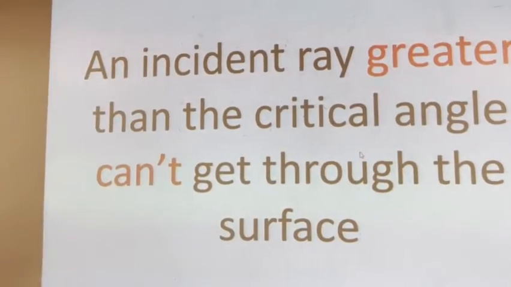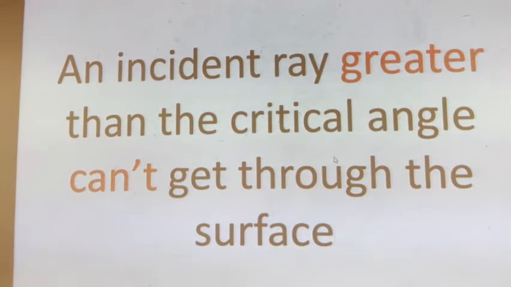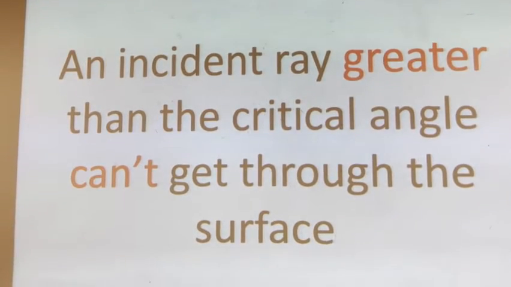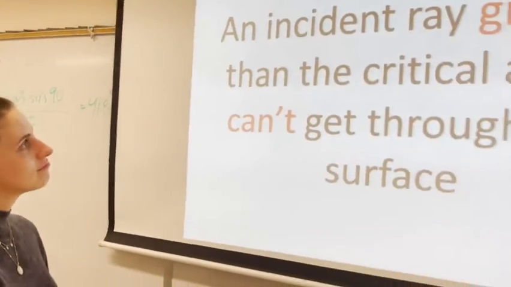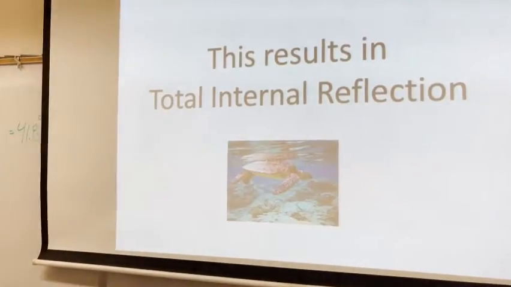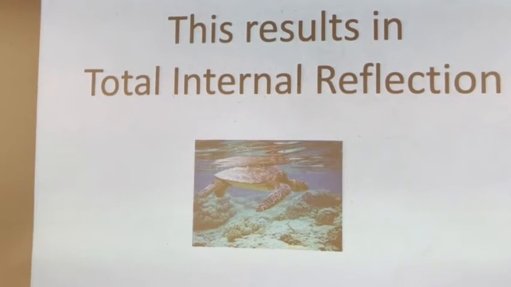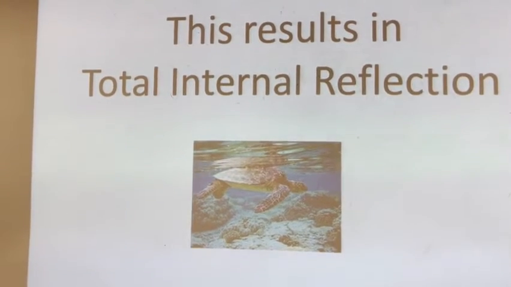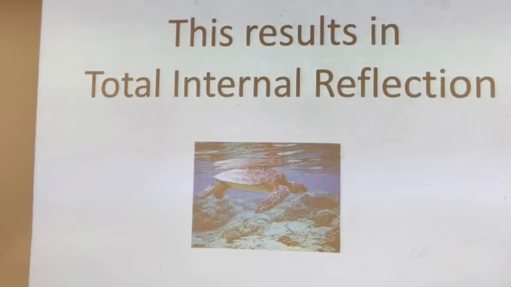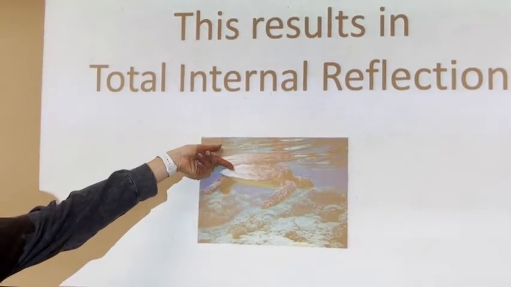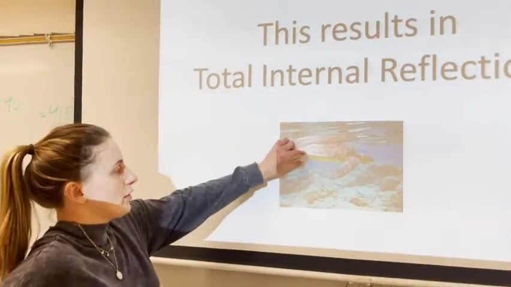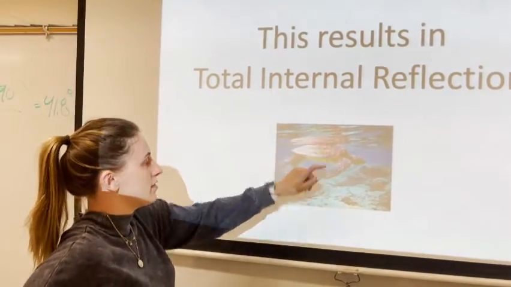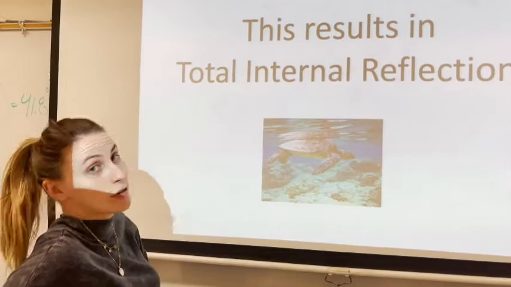So an incident ray greater than the critical angle can't get through the surface. That's what we're seeing, and this results in total internal reflection. You can see how we get that reflection above. All of the light rays being reflected off of this that are creating this reflection up here are greater than the critical angle.